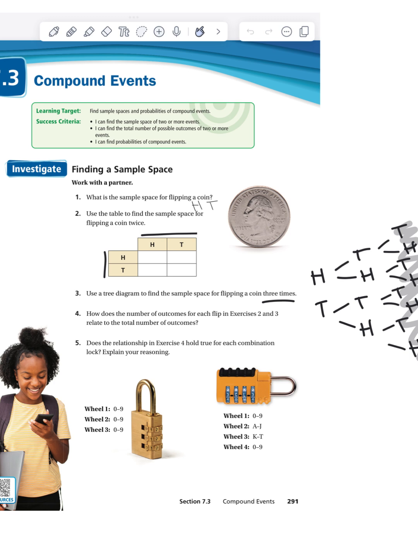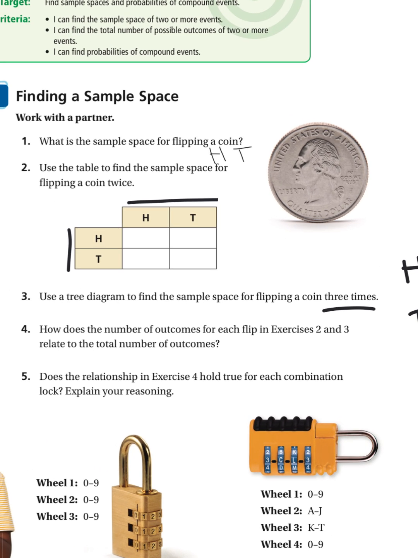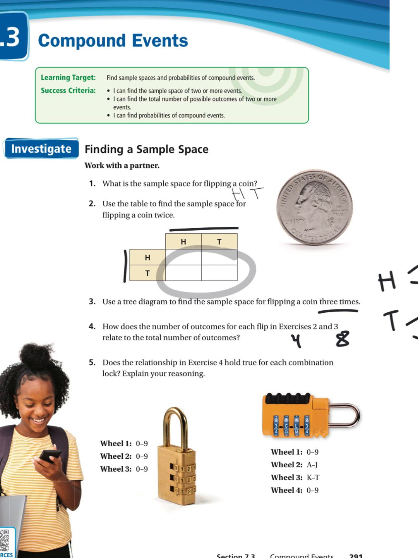All right, how does the number of outcomes for each flip in exercise 2 and 3 relate to the total number of outcomes? Well, in exercise 2, there's only 4 outcomes. And in 3, there were 8. Notice we multiplied by 2. So when we flip 1 coin, we have 2 outcomes. When we flip 2 coins, we have 4, and 3 is 8. If we flipped 4 coins, how many outcomes do you think there would be? If you said 16, you are correct. Notice it's multiplying by 2.